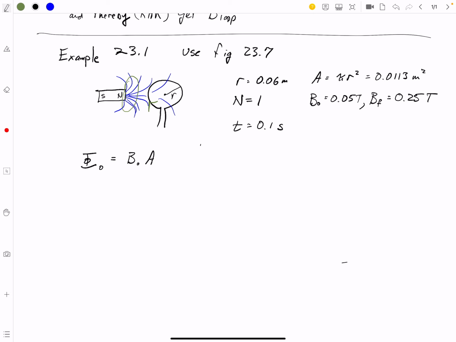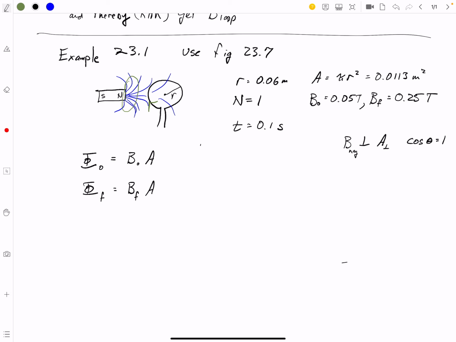A, and we're perpendicular, so our B field is perpendicular to A perp, okay, from the magnet. Since that's the case, the cosine of theta is equal to 1, so we're not going to put a cosine theta on there. And let's do our flux final, phi final. That would be, again, cosine is equal to 1, so we have our B final times our area.